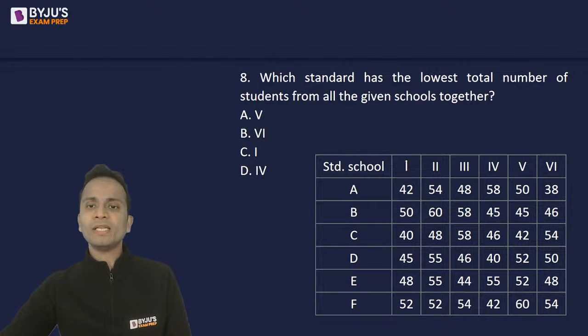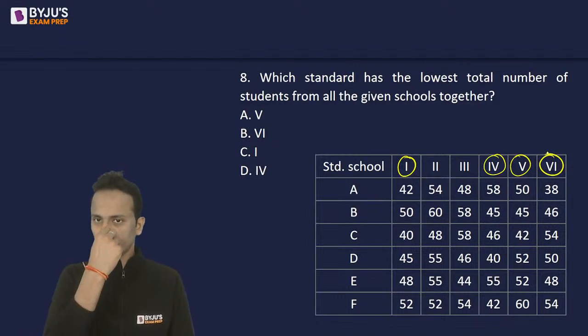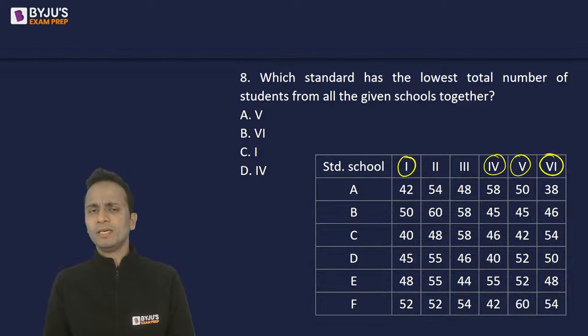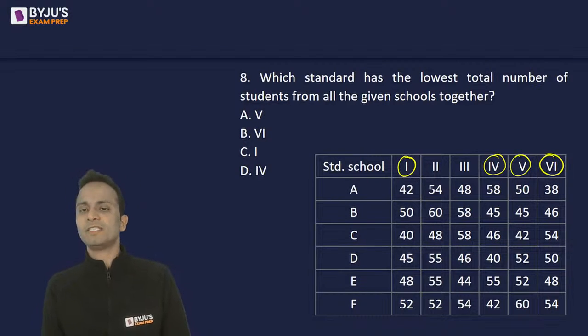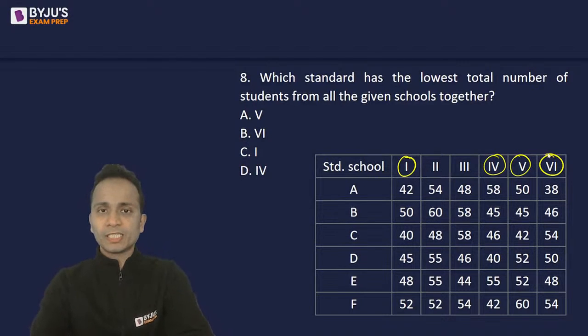So standard 1 is among the options, standard 4, 5 and 6. So we just have to check the number of students for these 4 standards. Standard number 1, I think I've already calculated this value. Okay, now what we do is standard 4, 5 and 6, just calculate these numbers, and whichever is the lowest, not the highest, will be the answer.